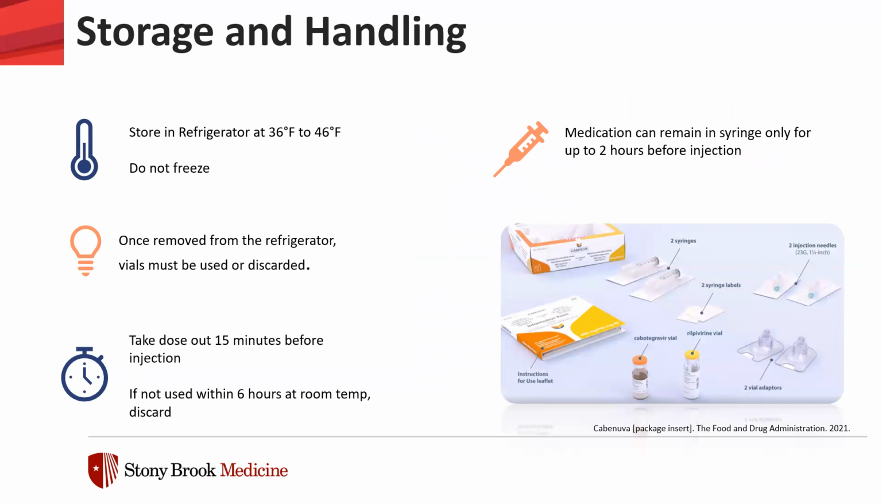Thinking about the storage and handling, it is available as this co-packaged injection, as you can see on the right side. It's available as a separate cabotegravir and rilpivirine vial. So it's going to be 2 injections that are intramuscular, intragluteal at a healthcare professional's office. It needs to be stored in the refrigerator. And once it's removed from the refrigerator, these vials must either be used or discarded.